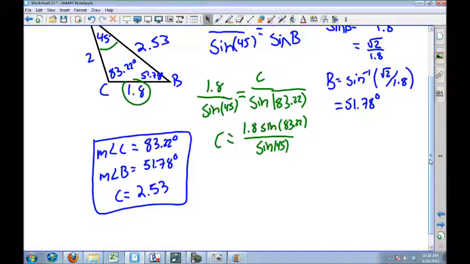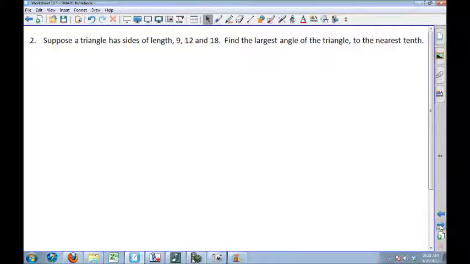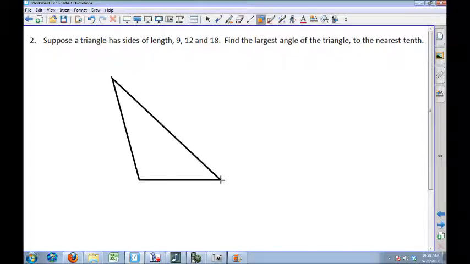Okay, next. Suppose the sides of a triangle are of length 9, 12, and 18. Find the largest angle of the triangle to the nearest tenth. Well, again, I'm going to sketch a triangle so that I have some point of reference. I know I have sides of length 9, 12, and 18. Well, the largest angle occurs across from the largest side. So my largest angle will be here.